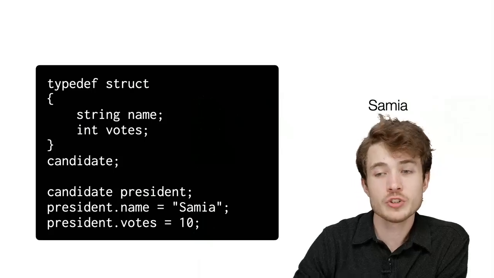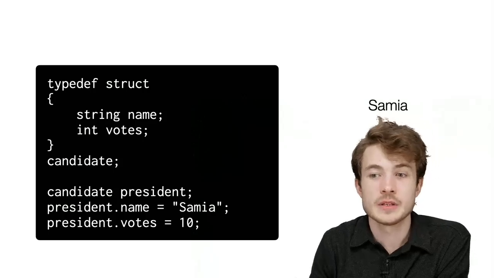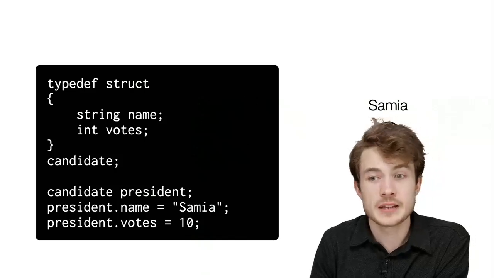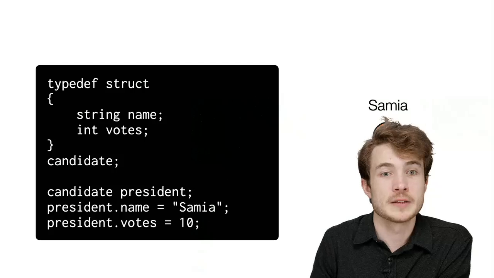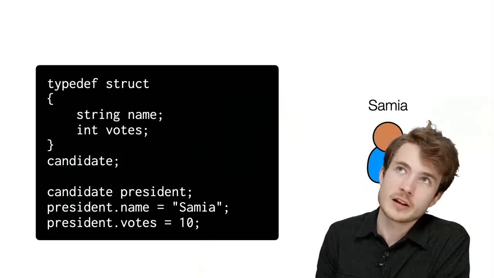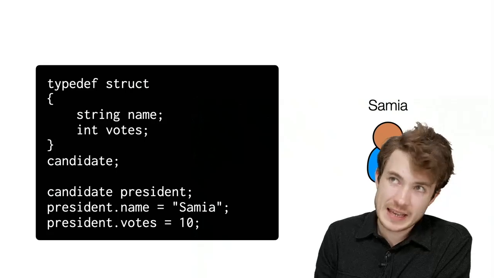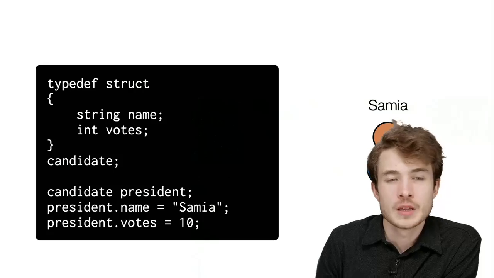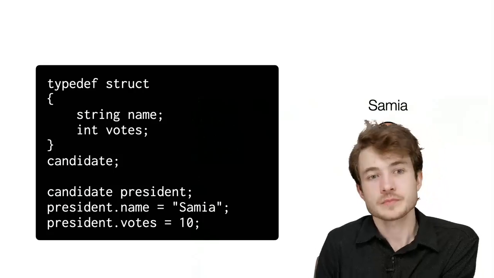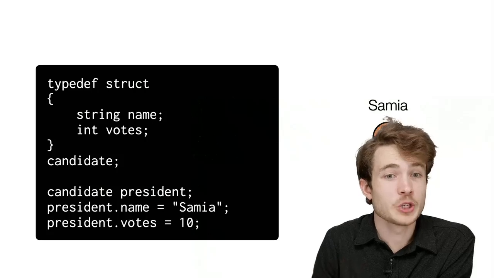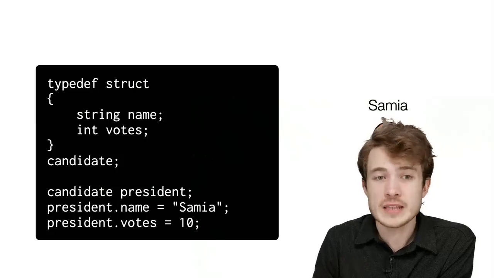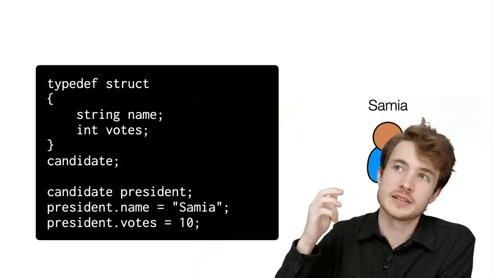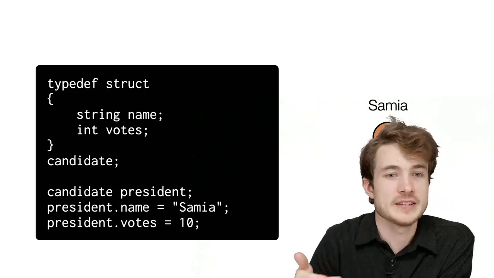And a question here: could we just use candidate.name instead of president.name, like the structure name, instead of the variable name we just created? So it's worth mentioning here that the struct candidate is more so not a variable we've created, but a template for one. So every new candidate we create has to have its own name, but it will all be inherited from this idea of a candidate.